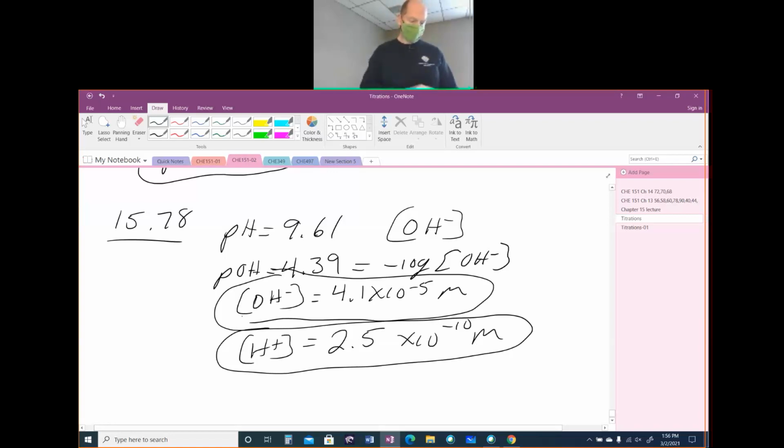So if we did 1 times 10 to the minus 14, divide that by 4.1, so yeah, if you do it a different way, you might get a 2.4 instead of a 2.5. Again, if you carry out all the numbers, it would be a 2.5 if you round it and do it a different way. So again, if you're off by a number here or there, chances are you're doing it right. You're just rounding numbers. I don't round until the very end.